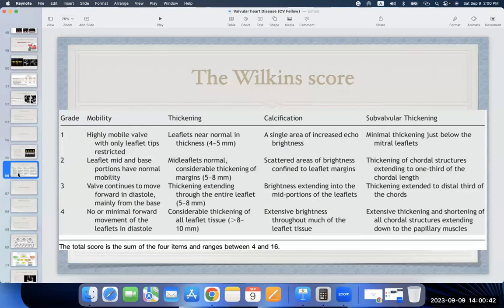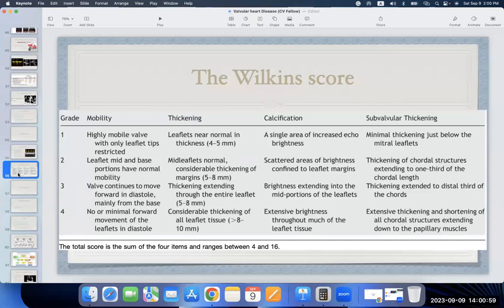One more thing here, Wilkins score. This is the mitral valve score. We use it to see if the patient is eligible for balloon valvuloplasty based on the mobility of the valve, the thickening of the valve, calcification, and subvalvular thickening.